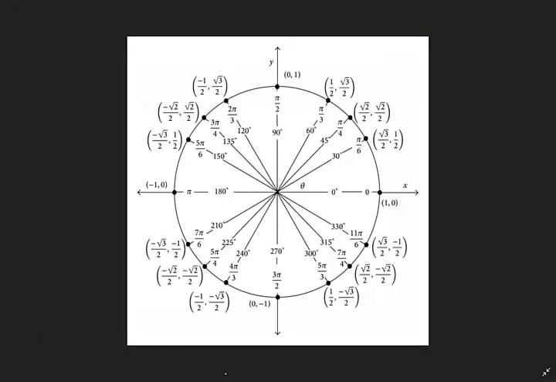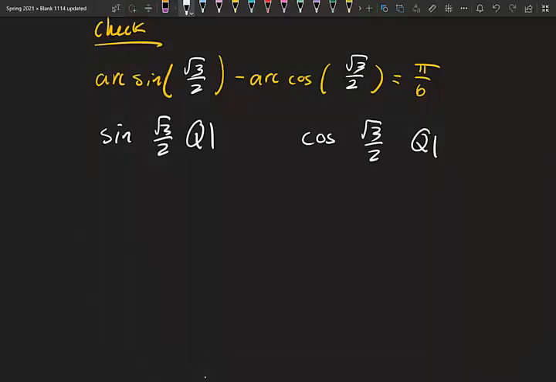For arc sine square root of 3 over 2, that means you're going to go to sine square root of 3 over 2 in quadrant 1. Sine square root of 3 over 2 in quadrant 1 is pi over 3. And then arc cosine, so cosine square root of 3 over 2 in quadrant 1 is pi over 6. So we have the two values now, pi over 3 and pi over 6.